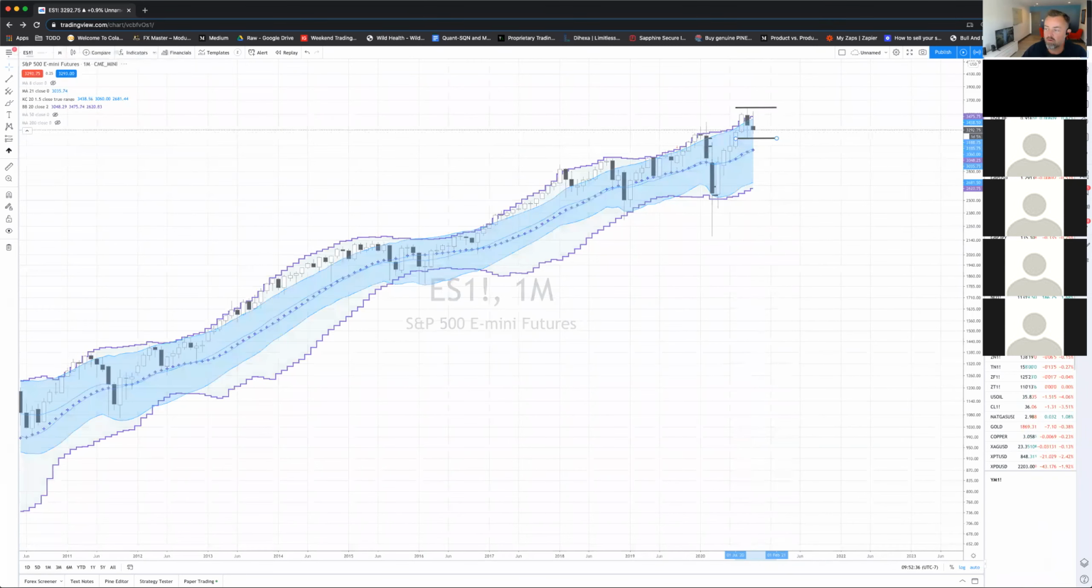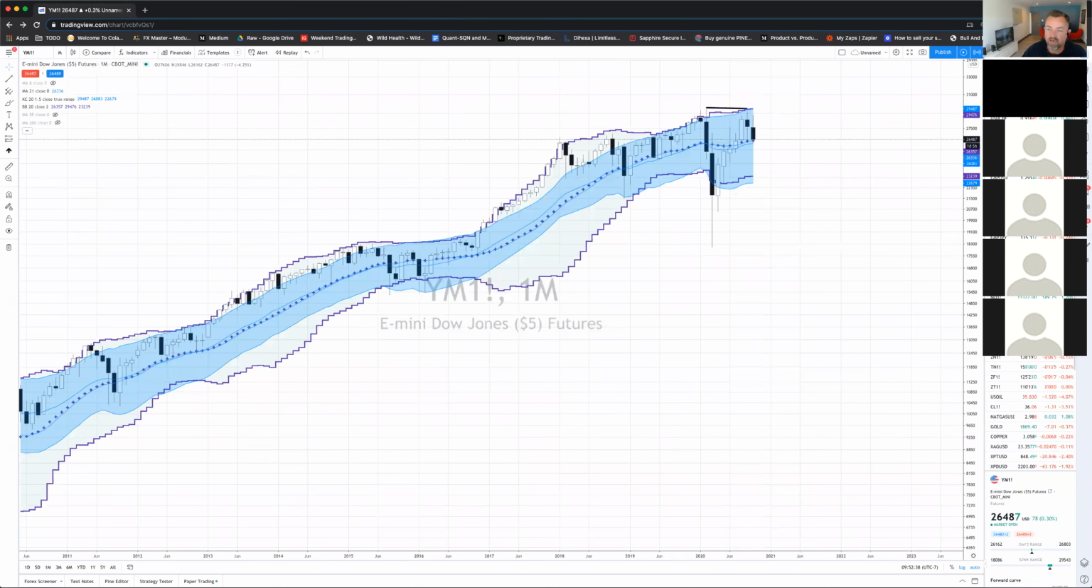Let's have a look at the Dow. Dow's already done it. It didn't have a failed vol breakout, but it's definitely already back to the midline, so it's going to be a lot weaker.